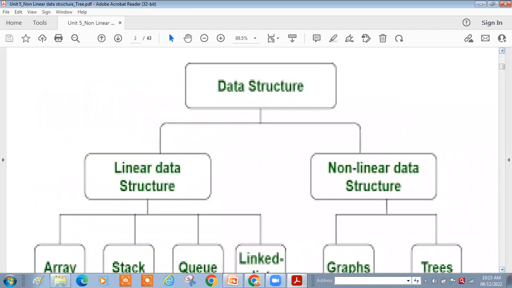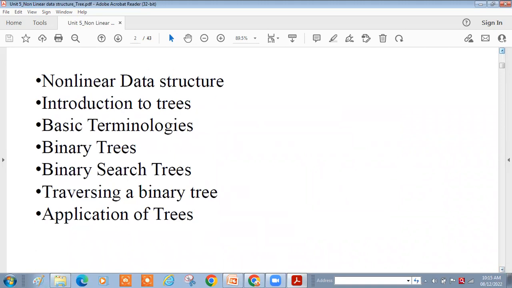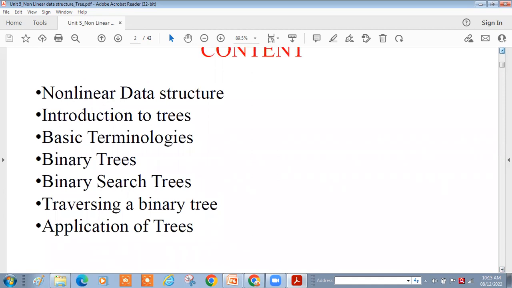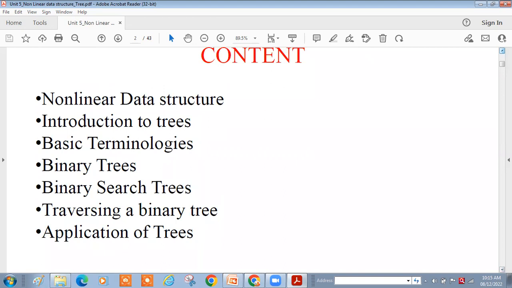If any issue is there, if the presentation is not visible or I'm not audible, then please let me know. The content of today's session is: non-linear data structure, introduction to trees, basic terminologies, binary tree, binary search tree, traversing a binary tree, and application of trees. So at the end of this session, you all will be familiar with all these terms.